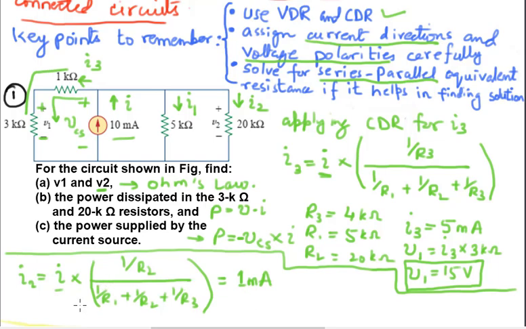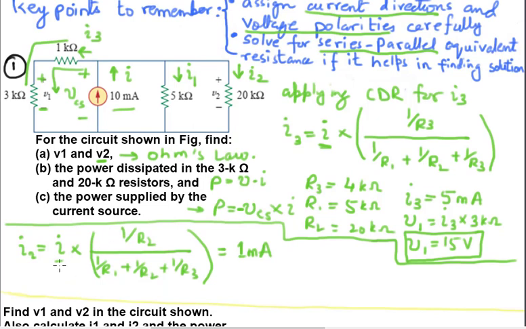And if you use this value of 1 milliamp, you can easily use Ohm's law to find out the voltage V2 across the 20 kilo ohm resistor. So using Ohm's law, V2 is going to be simply I2 times 20 kilo ohm, and that is actually going to be equal to 20 volts. So V2 is 20 volts, which is the second part of the answer.